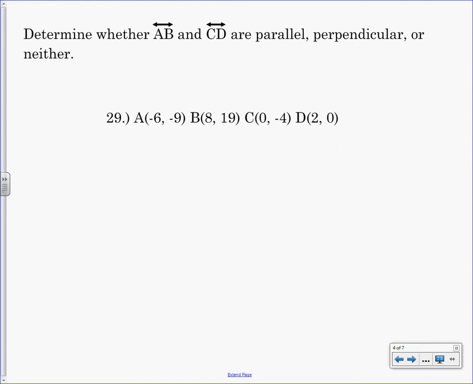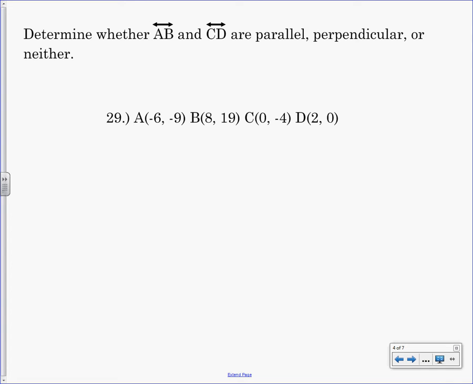All right. Determine whether line AB and line CD are parallel, perpendicular, or neither. What does it mean for two lines to be parallel? Same slope. What does it mean for them to be perpendicular? Opposite reciprocal, opposite flip slope. Neither is neither, right? So like a 2 and a 7 or something, okay?